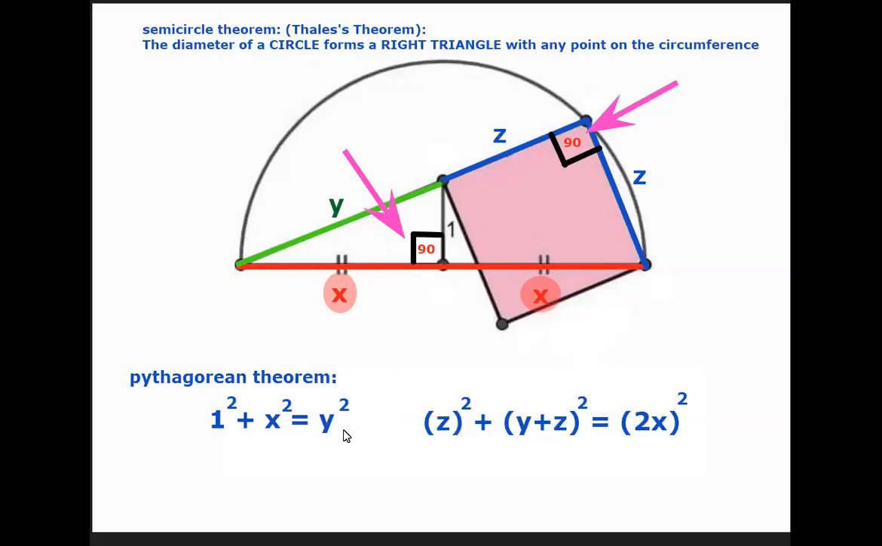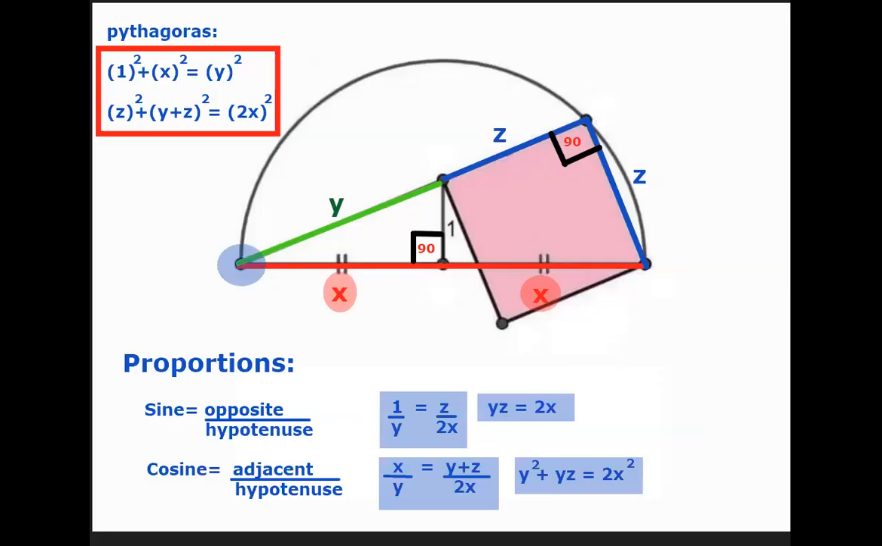So here with the Pythagorean theorem, I'm going to write down the measurements. 1 squared plus x squared is y squared. And a little trickier for the inverted triangle, z squared is the short side, plus y plus z squared equals 2x squared. After we analyze the right triangles that are useful for this proof, I'm just going to put them in a little box, that we have these two formulas, and we know that these relationships are true based on these labeled measurements. After trying the Pythagorean theorem, let's try classical proportions of similar triangles.